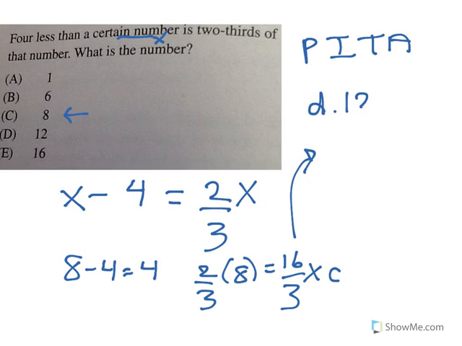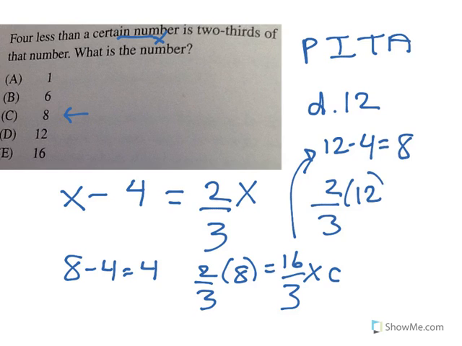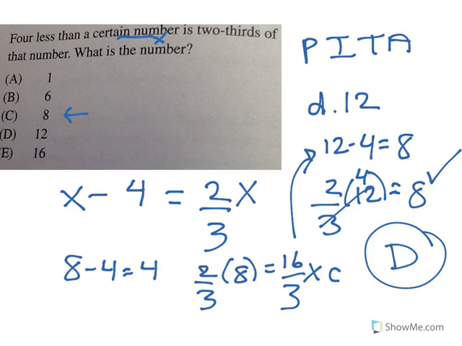So I'm going to do D, 12. Start with that. 12 minus 4 on the left-hand side equals 8. On the right-hand side, 2/3 of 12 equals 8. And we see we have a match. It makes the equation true. Therefore, our answer is D.